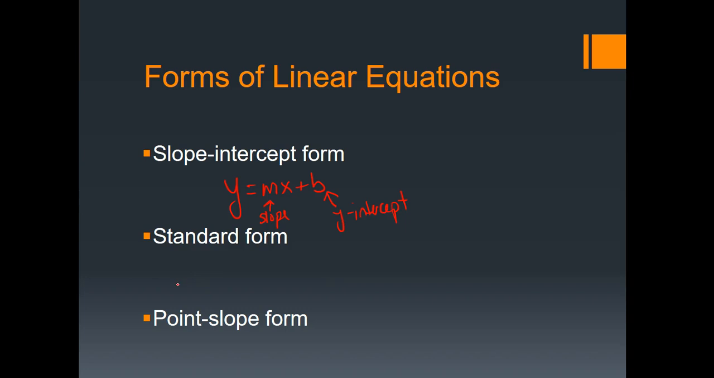Standard form just means that x and y are on the same side, but this one cannot have fractions or decimals. And we don't use this one a lot, but just in case you see it, that's standard form. And then point slope form is y minus y1 equals m parentheses x minus x1. So m again is the slope, and x1, y1 are an ordered pair that you put in.